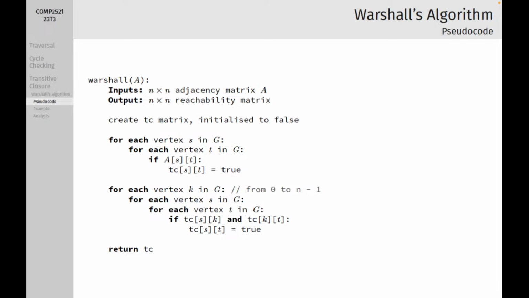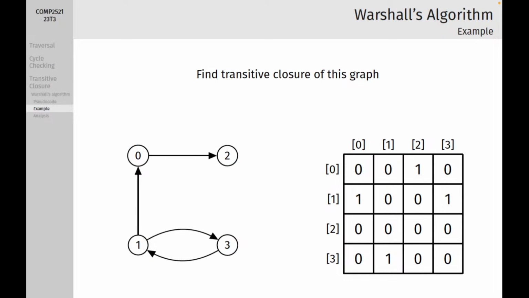All right, and here is an example with a relatively small graph. What we want to do is find the transitive closure of this graph.